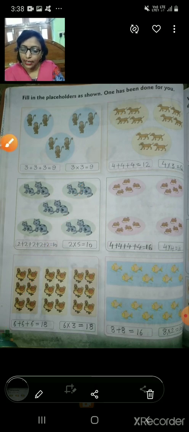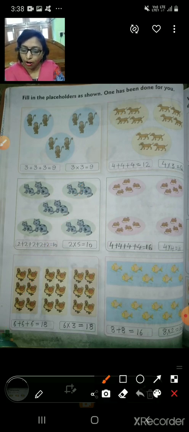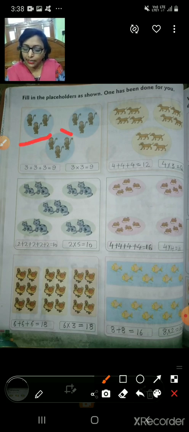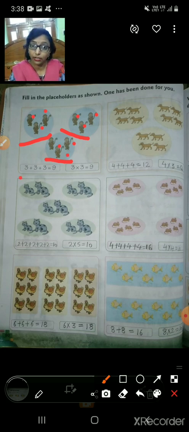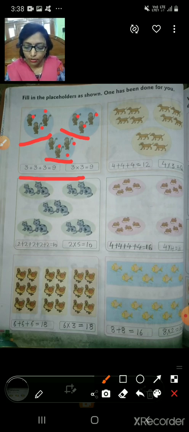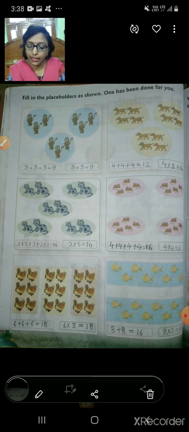Here is the picture of some monkeys. In one group, you can see there are 3 monkeys, and in this way there are 3 groups. In 3 groups, there are 3 monkeys each. So in addition form, it is written 3 plus 3 plus 3 is equal to 9, and in multiplication form you can write 3 into 3 is equal to 9. This is the example, and like this you will solve the other problems.